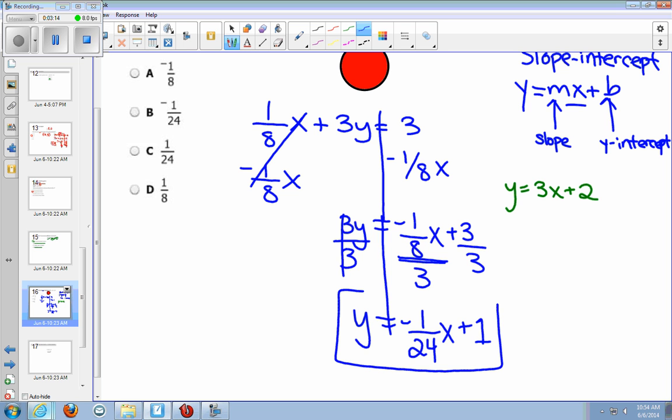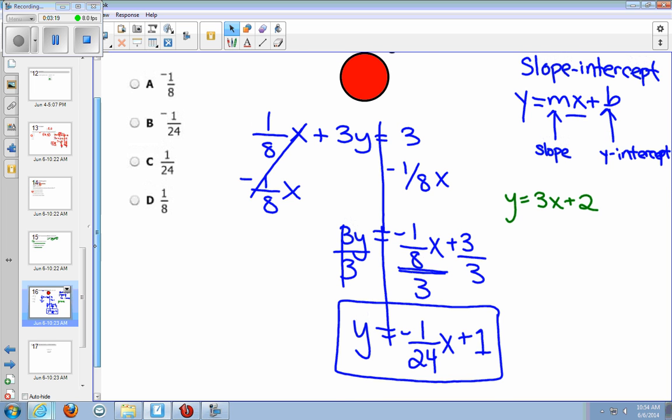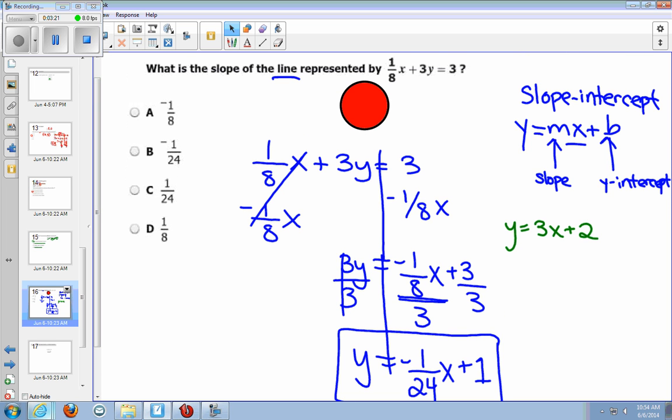Now that I have my equation in slope-intercept form, I can go back to my original question that said, what is the slope? Slope is the coefficient of x, so in this case, that is negative 1 over 24, and our answer is B.